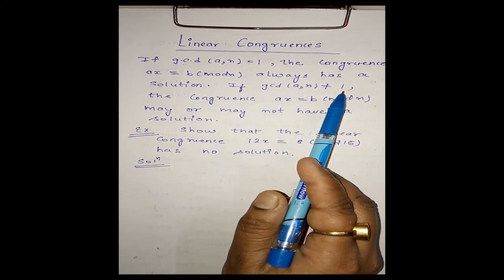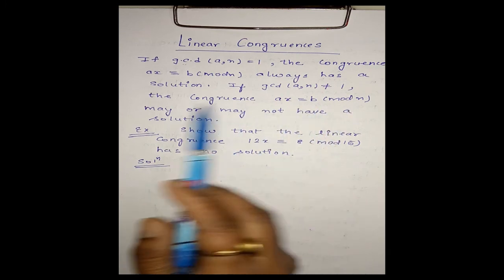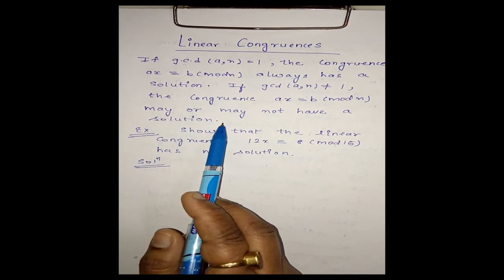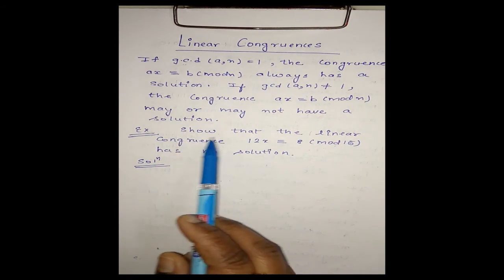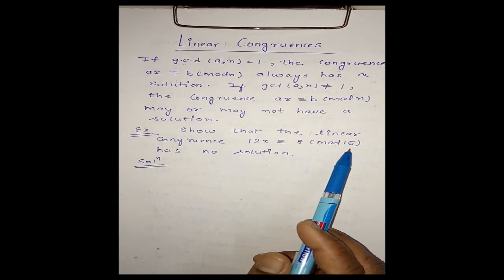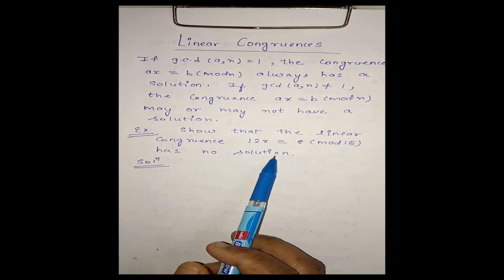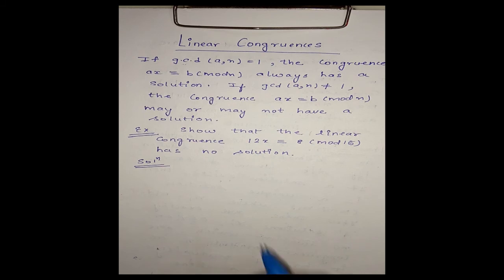But if the GCD is not equal to 1, the congruence ax is congruent to b modulo n may or may not have a solution. For example, if I consider the congruence 12x is congruent to 8 modulo 15, then this particular linear congruence has no solution. Let us show this first.